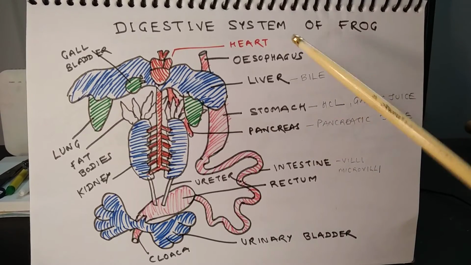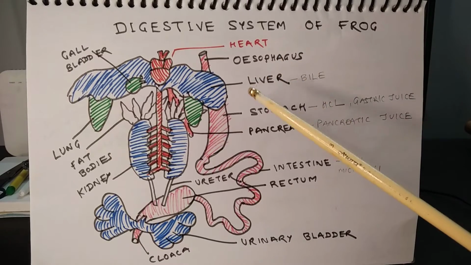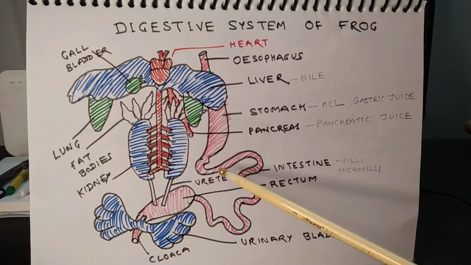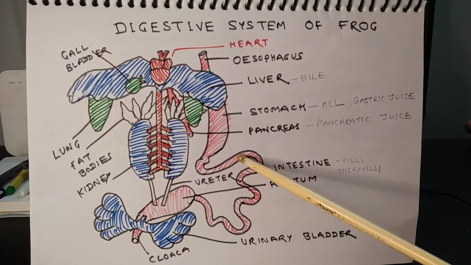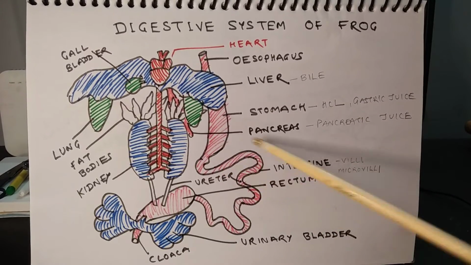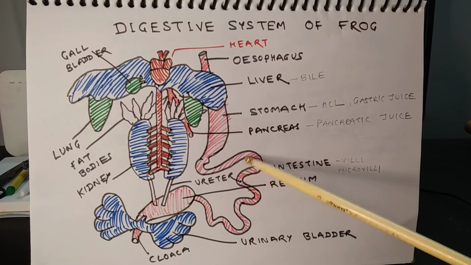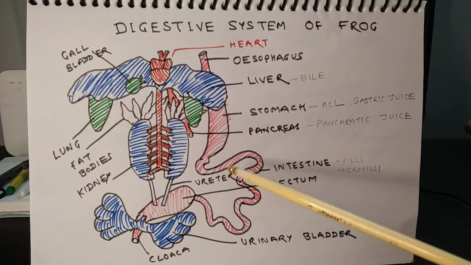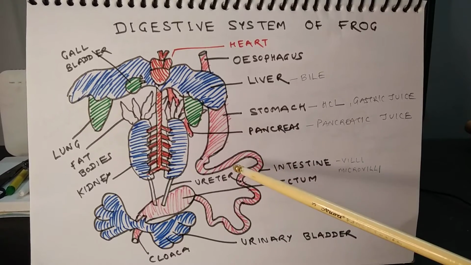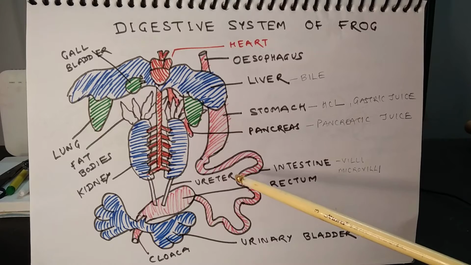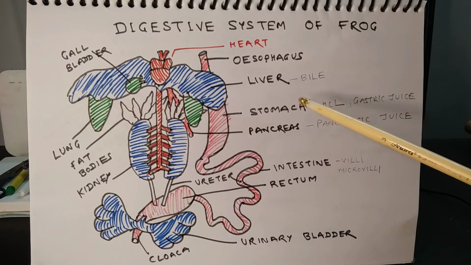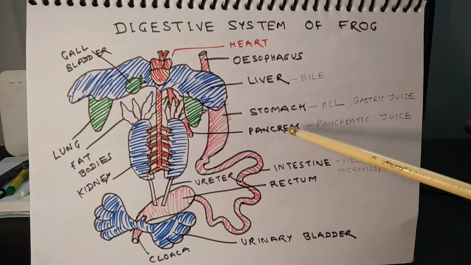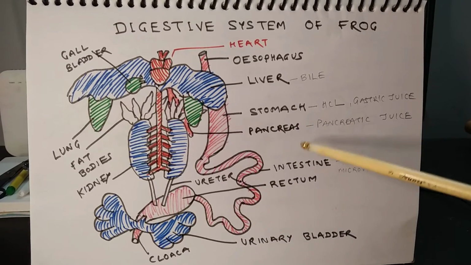After that, a common hepatopancreatic duct, that is a duct which carries secretions from liver and pancreas, is connected to the duodenum, the anterior portion of the intestine, where bile and pancreatic juice play their roles. The bile emulsifies the fat so that enzymes can work more efficiently on the fat. And enzymes of pancreatic juice digest fat, carbohydrate and protein.